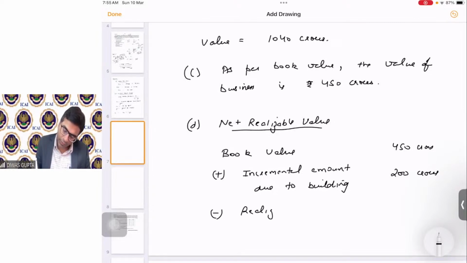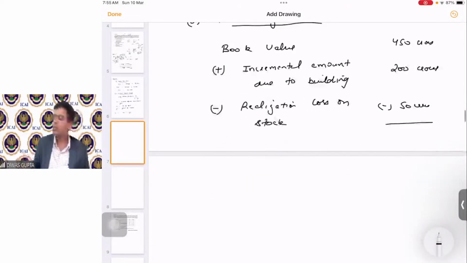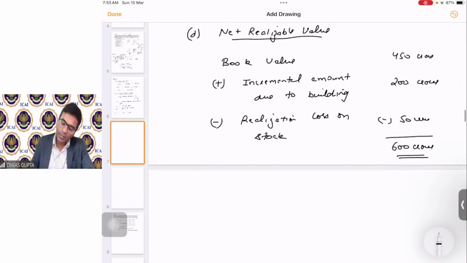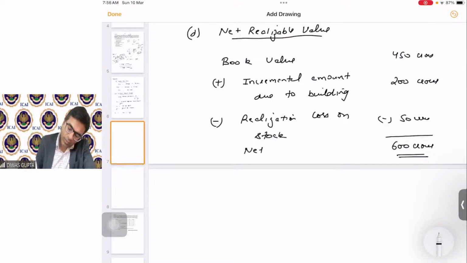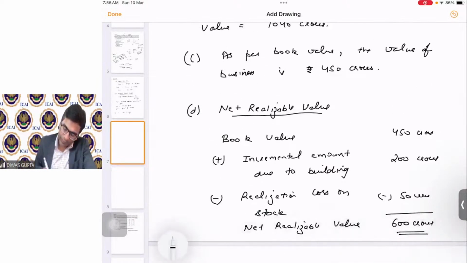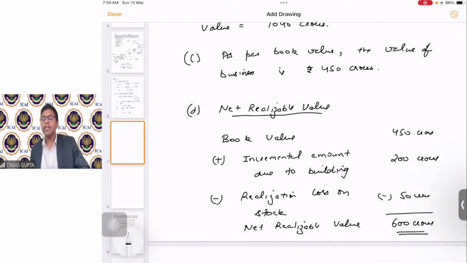Realization loss on stock. That was how much? I think 50 crores. Correct? So this becomes 600 crore. 450 minus 50, 400 plus 200 is 600 crores. So this is the net realizable value of the business, students. Easy and simple, students.